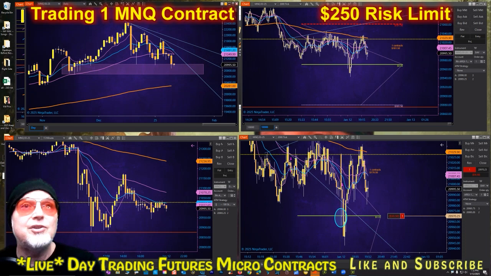So let's see how this trade turns out. I might have to go to bed and let it play itself out because it's in the evening. It's the slow market, and we don't know what it's going to do overnight. So I'll let you know.